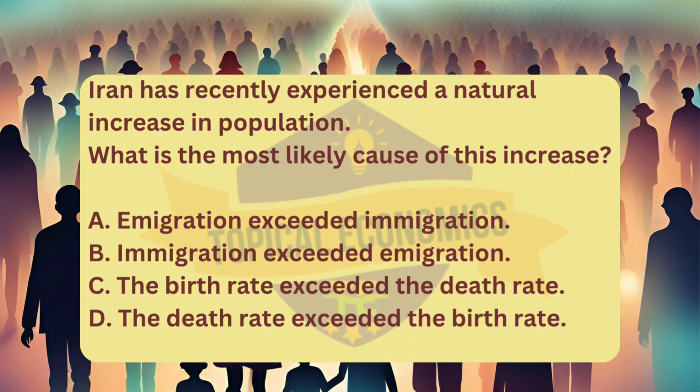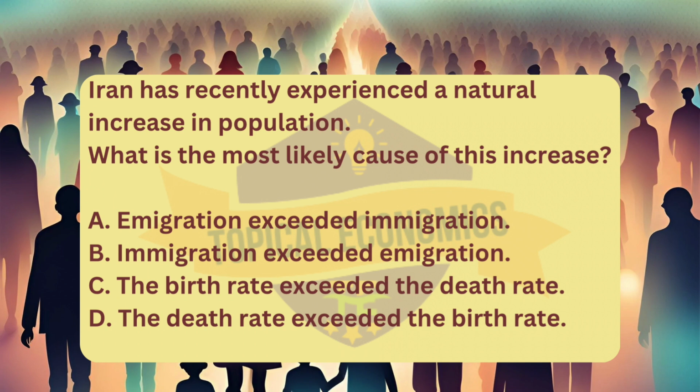The birth rate exceeded the death rate. A natural increase in population occurs when the birth rate exceeds the death rate. In other words, more people are being born than are dying, leading to population growth. This is the most likely cause of population growth in Iran, as it directly reflects the balance between births and deaths in the country. While other factors such as migration can also influence population size, natural increase is specifically driven by the difference between the number of births and deaths.